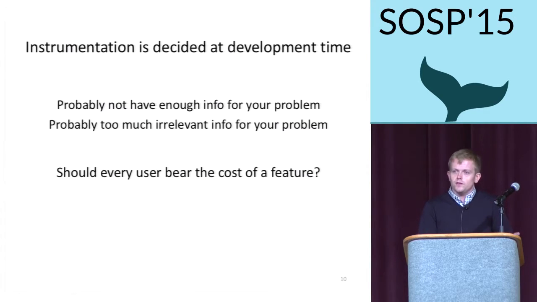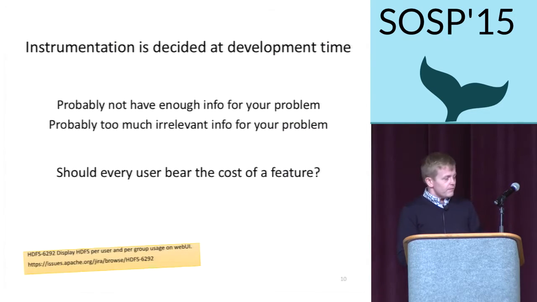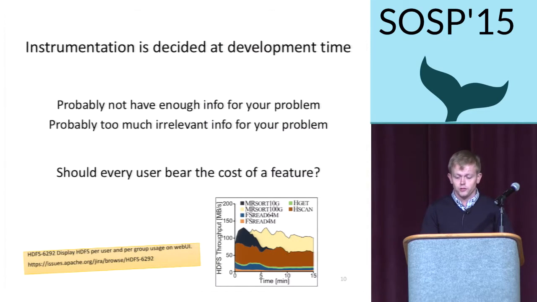And then we have to consider whether it's worth the cost of adding this additional instrumentation to solve a problem that most users won't need. We found ample evidence of this in various issues on Apache's issue trackers, where users are requesting additional instrumentation or different breakdowns. For example, this JIRA here from HDFS's issue tracker is just requesting a simple breakdown of HDFS usage by user and group, very similar to what I showed earlier. But this remains unresolved after more than a year.